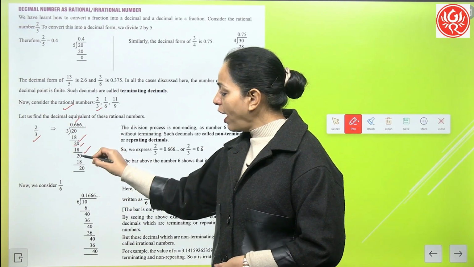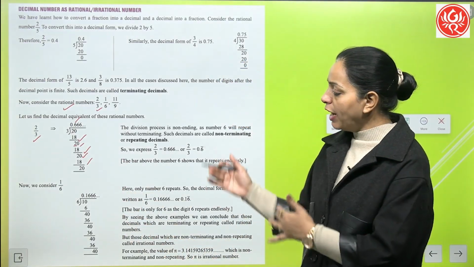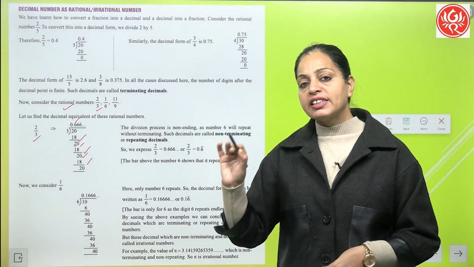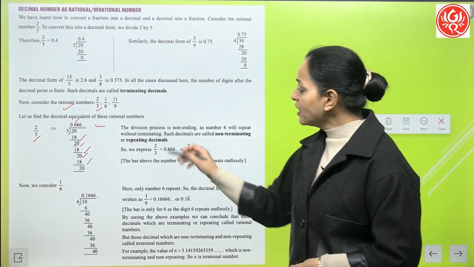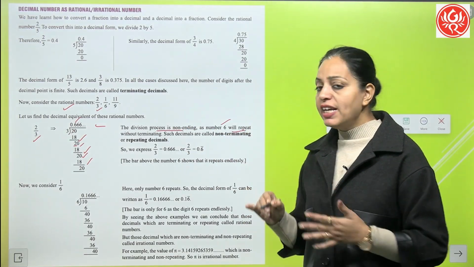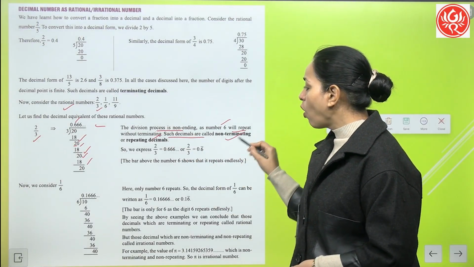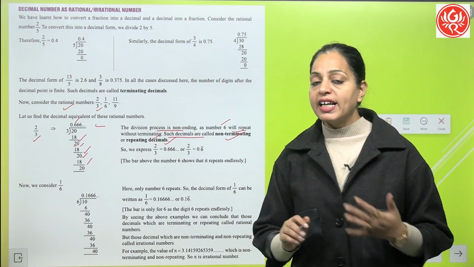Then again subtract 20, then 3 6 are 18. So what we are getting? We are getting same 20 18, 20 18. So here 0.666. It means this process is going on. The division process is non-ending, as number 6 will repeat without terminating. So such decimals are called non-terminating or repeating decimals.